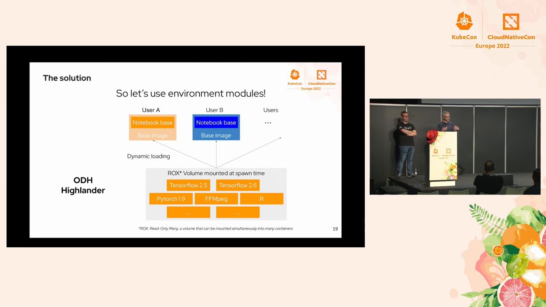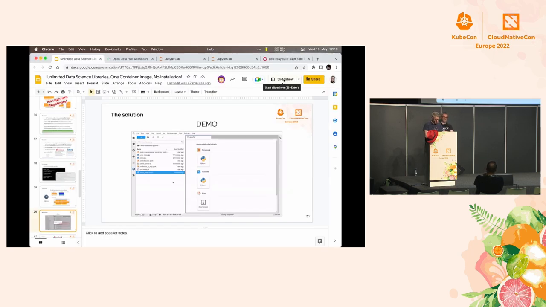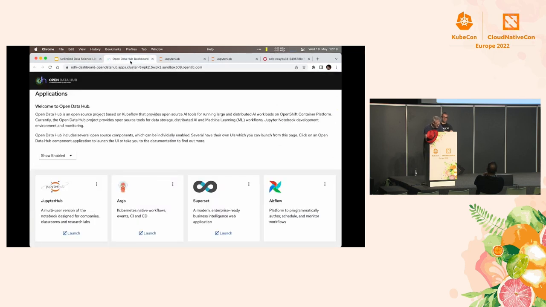So instead of doing this, we have a read-only-many volume configured in your cluster, which can be mounted from many pods, many containers being spun up, and then you start your environment as a user. User A starts his notebook image, user B starts his notebook image, and pulls in the same tooling that Kenneth just showed. And now, so the demo gods, the Highlanders, otherwise we blame them, are with us, we'll see how this works.